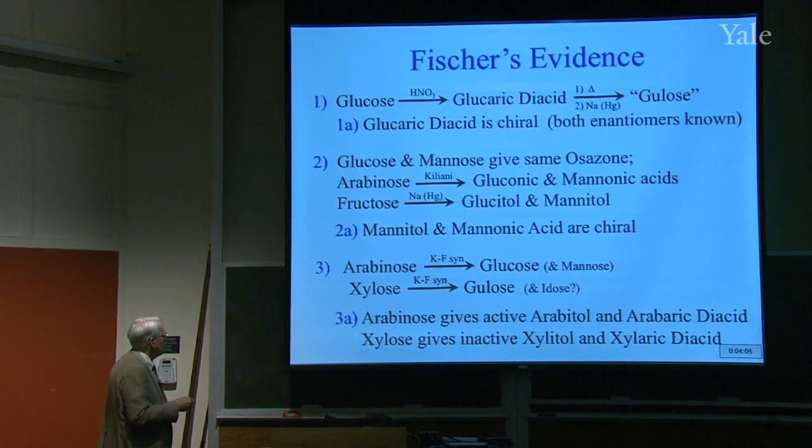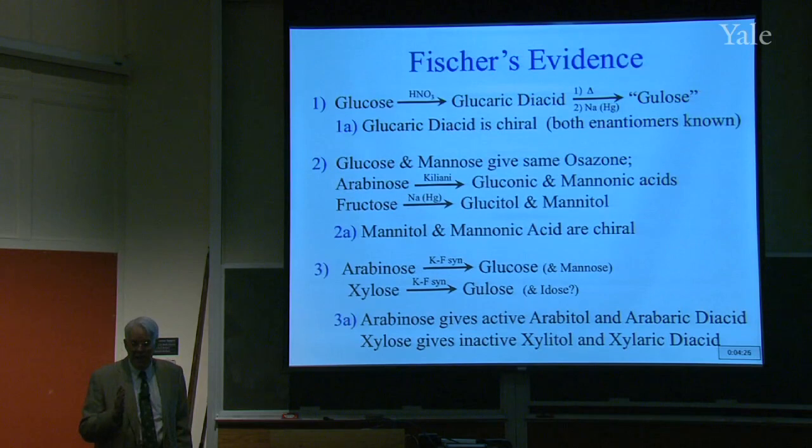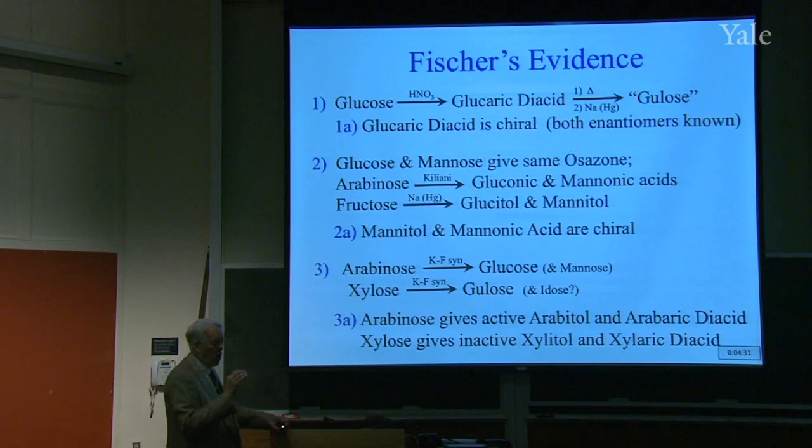But then 3A, arabinose, if you make two OHs or two carboxylic acids on each end, is optically active. But xylose gives inactive compounds with OH on both ends or acid on both ends. In fact, that was tough because arabitol has no rotation. You put it in, you think it's not chiral. But if you add boric acid, then it rotates light.